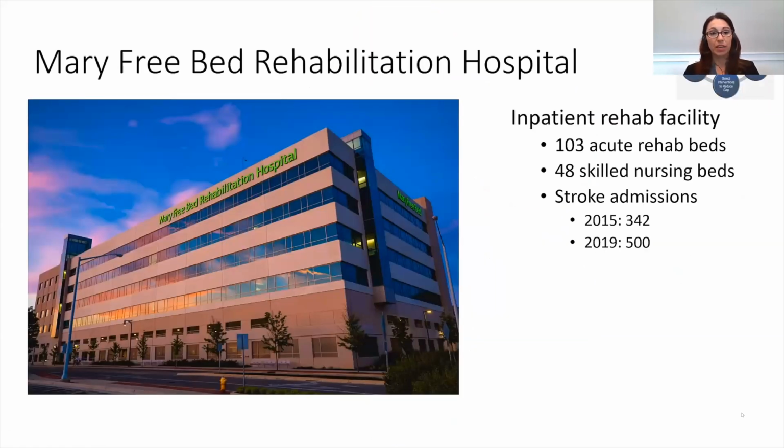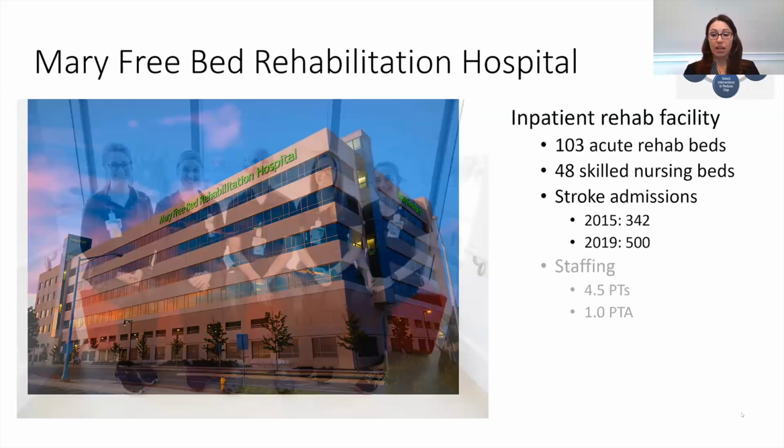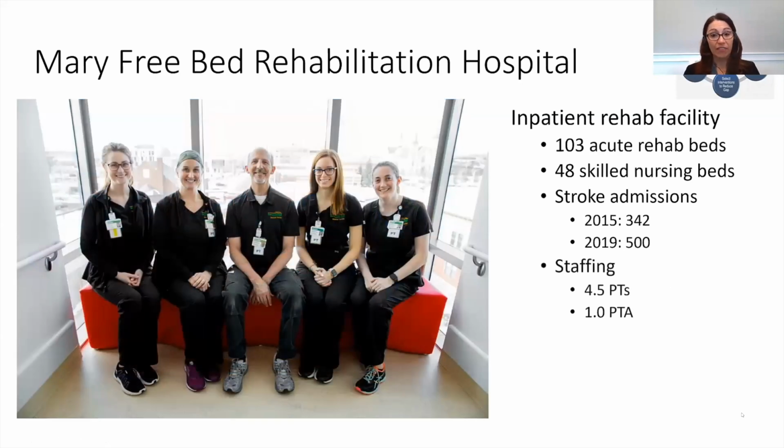This project was implemented at Mary Free-Bed Rehabilitation Hospital, which is an inpatient rehabilitation facility in Grand Rapids, Michigan. They have 103 acute rehabilitation beds, 48 skilled nursing beds, and in 2015, they had 342 stroke admissions. Now, their volume of stroke admissions went up during the time of this project, and in 2019, they were at 500 stroke admissions. Their staffing included 4.5 physical therapists on the stroke unit and 1.0 physical therapist assistants on the stroke unit.